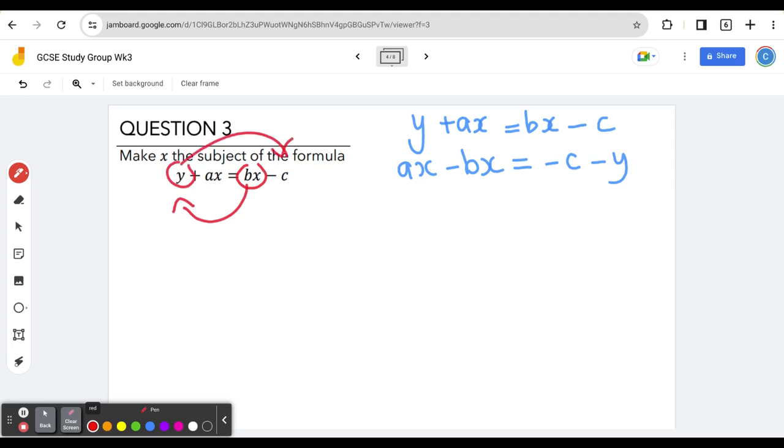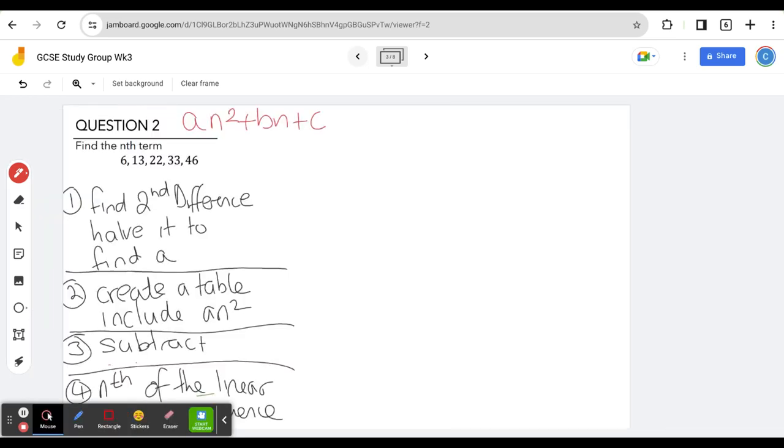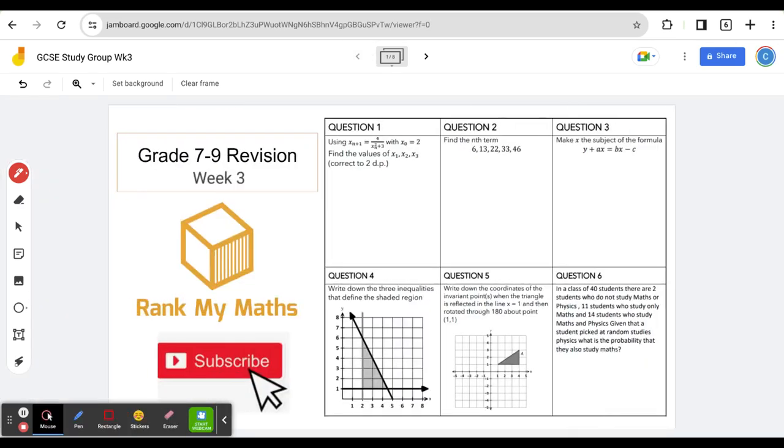So now I've got my x's on one side, and everything that doesn't have an x, I've got on the same side. The next thing I'm going to do is factorize to get the x on its own as a single term. And then I'm going to divide that coefficient through. And that's my answer.